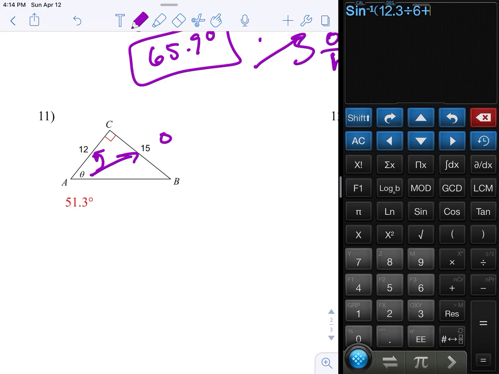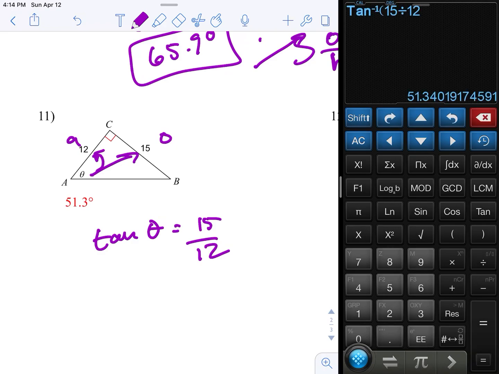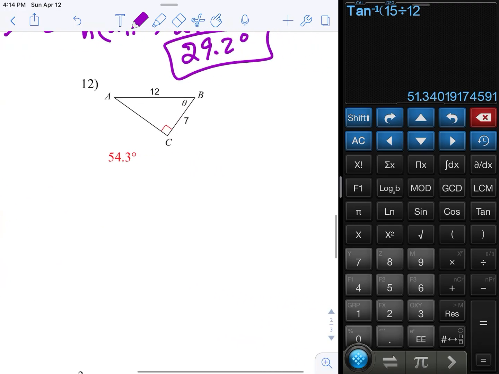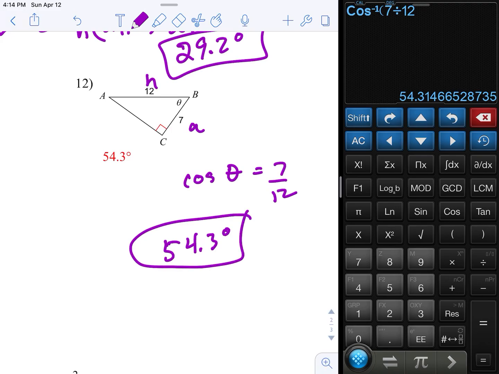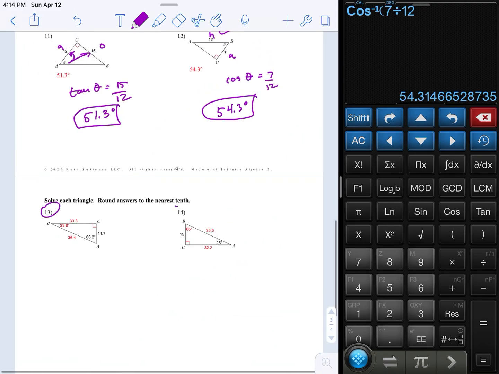Opposite over adjacent, so tangent theta equals 15 over 12. So tangent inverse, 15 divided by 12. Tangent could be bigger on top. That doesn't matter, because tangent's different. 51.3. All right, last one, guys. Adjacent over hypotenuse, cosine theta equals 7 over 12. 7 divided by 12 is 54.3.